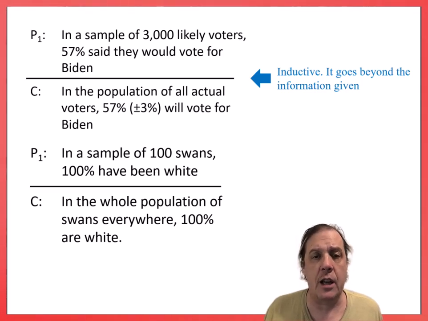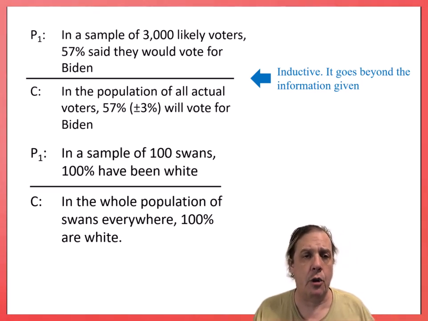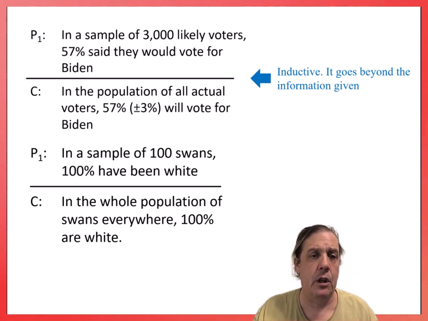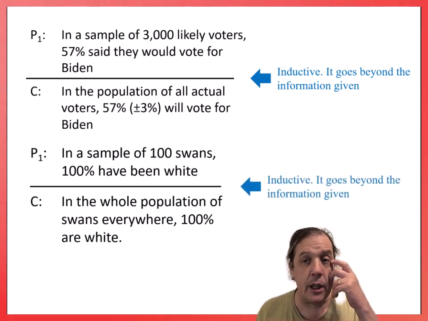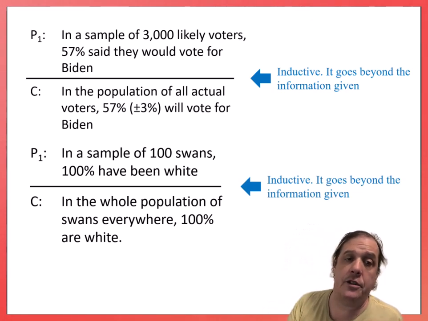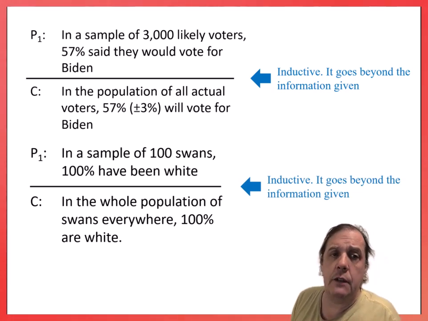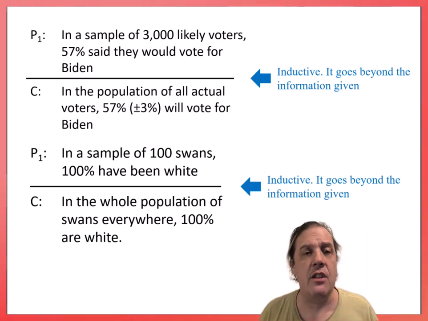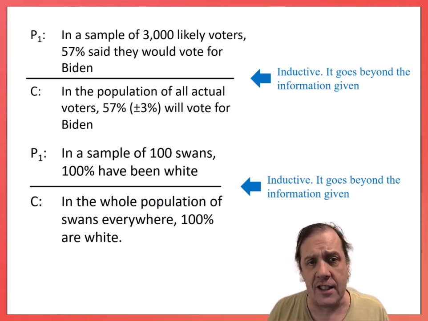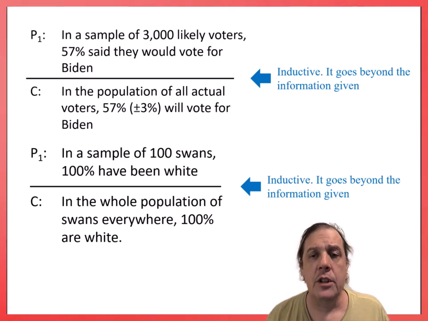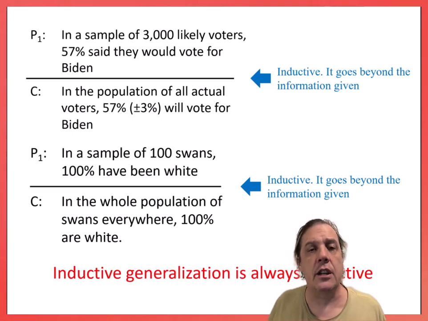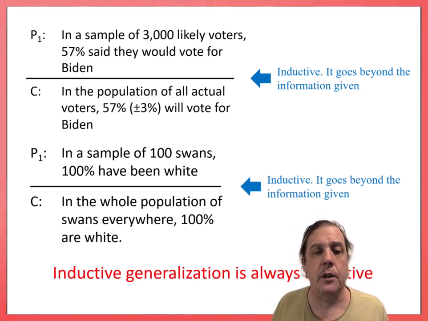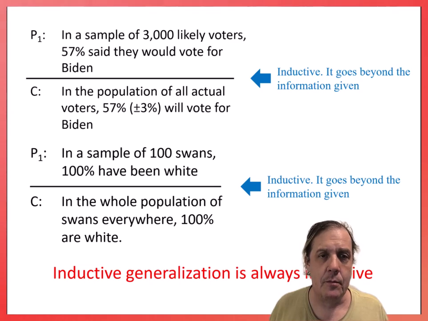In the first example, you're going from information about 3,000 people to information about all people who actually wind up voting. Goes beyond the information given. In the second example, it also goes beyond the information given. The information given is about 100 swans, and then you draw a conclusion about all swans everywhere. So the lesson here that's important is that inductive generalization is always inductive. That's why it's called that.